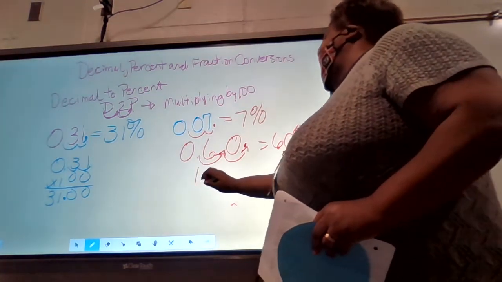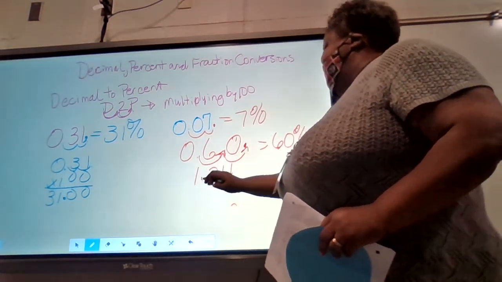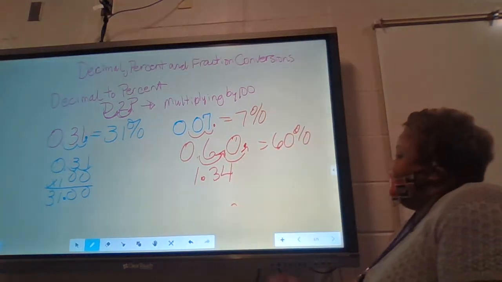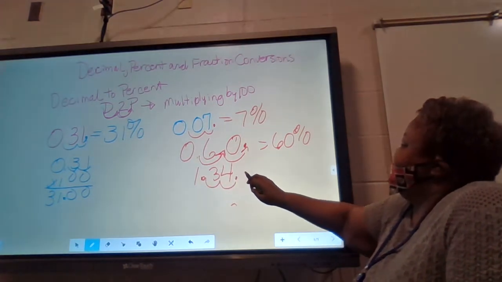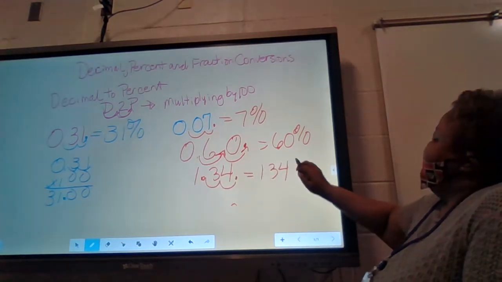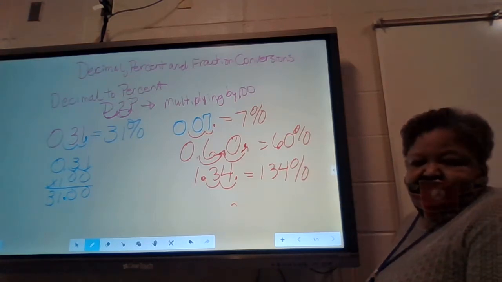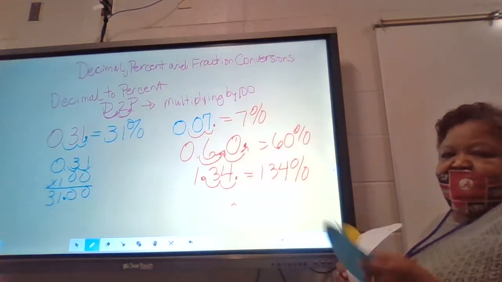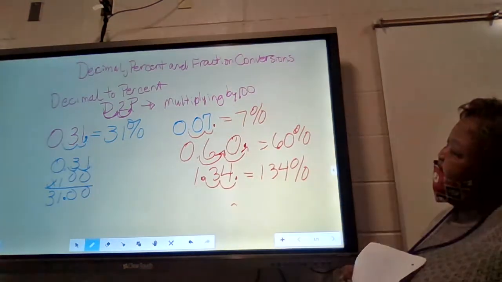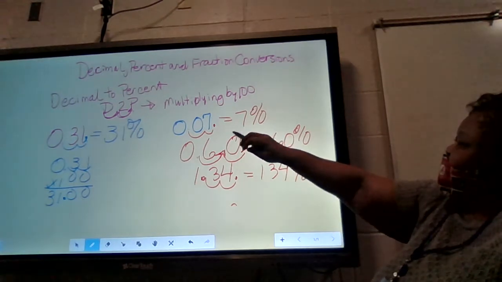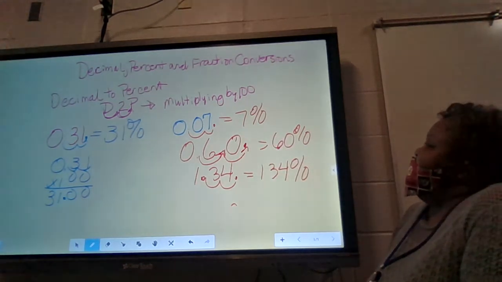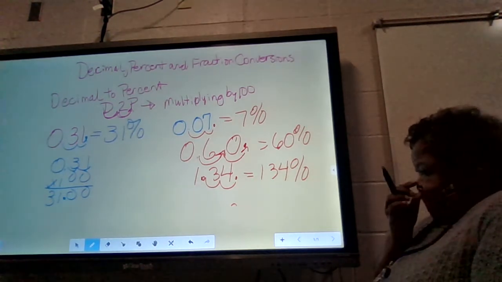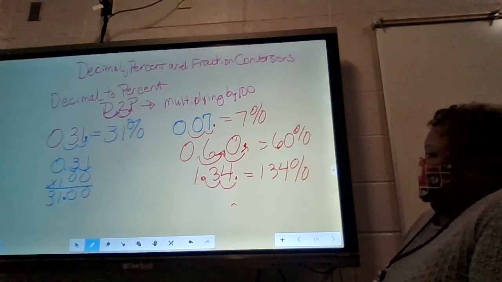But what if I had something like this? I'm still going to move the decimal 2 places to the right, and that's going to equal 134%. So it's the same. So you got the wheel, you have the D2P, so you can remember it that way. You can remember to multiply by 100. But don't forget to put your percent sign behind it.